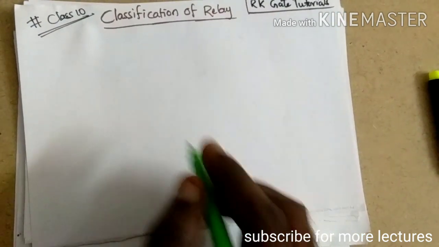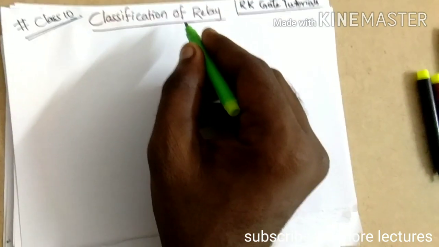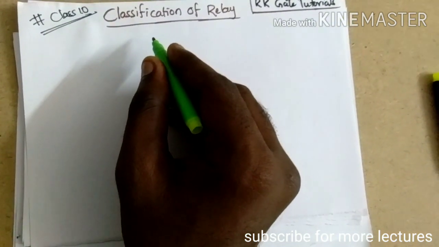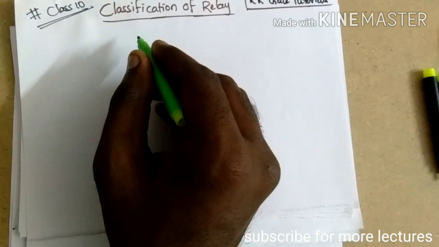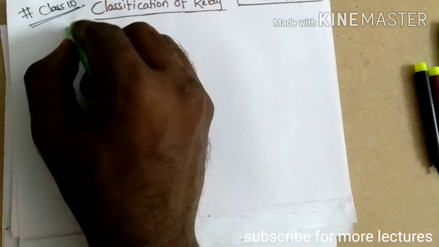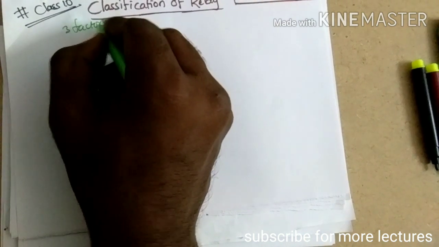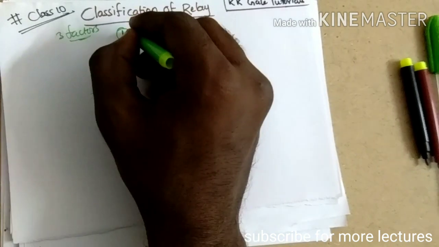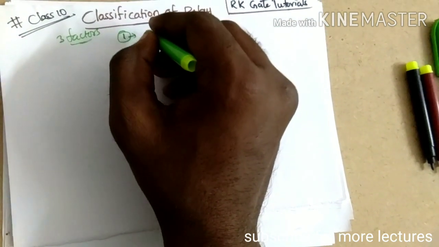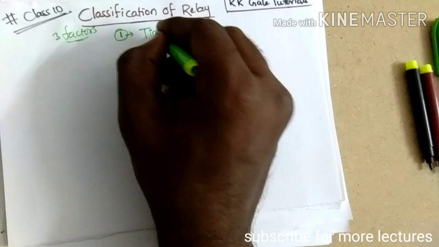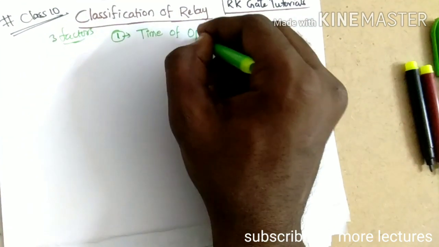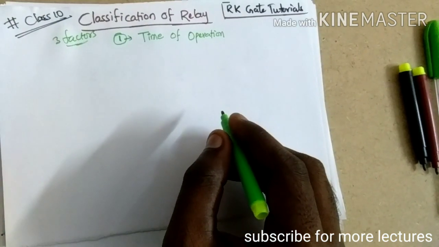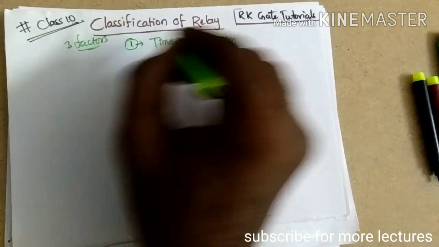So the topic is classification of relays. The relays are classified based on mainly three factors. What are those three factors? First one is based on the time of operation. So based on the time of operation, the relays are classified.